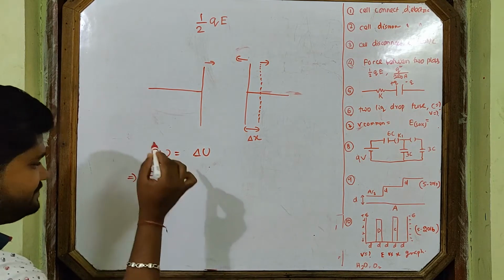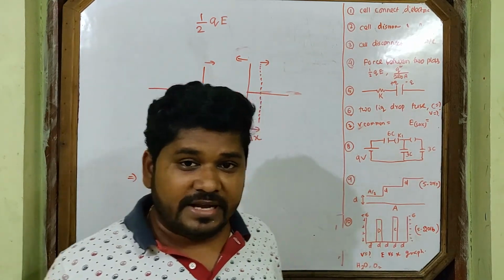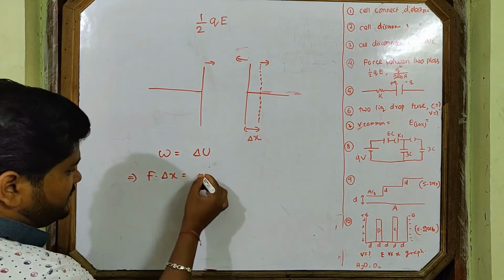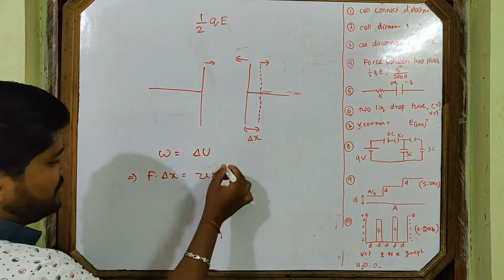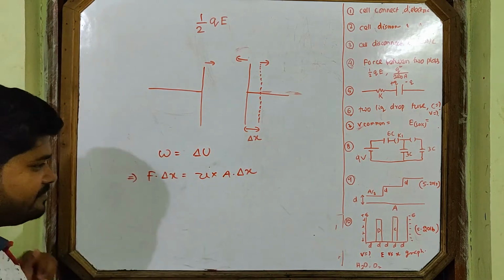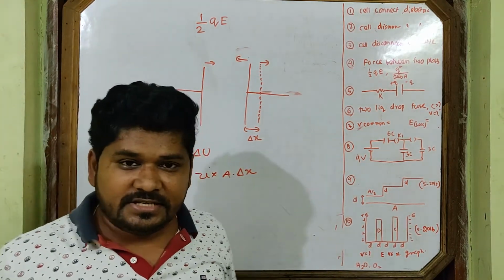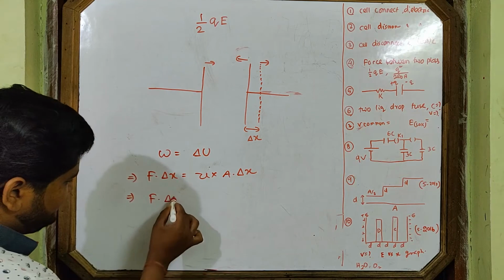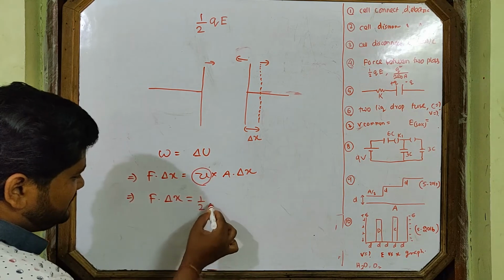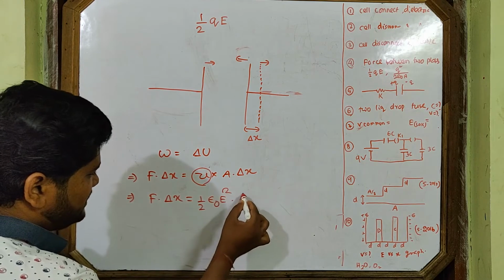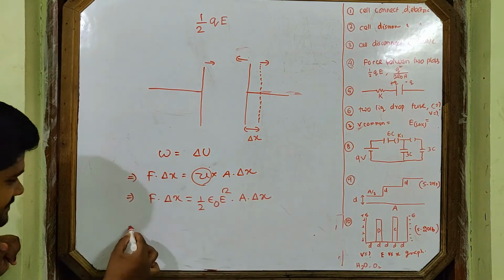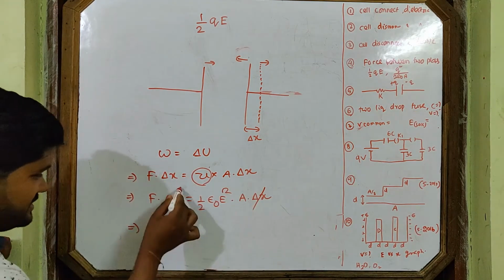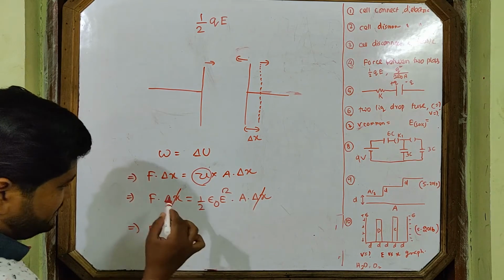F dot delta x. How much work you have done? F dot delta x. What is the potential energy stored here? Within this much volume, so I can write energy density into this volume. How much volume did you make? A into delta x. A is the area of cross section, delta x is the distance, so you made this much volume, so energy density into volume. So this implies F into delta x equals, what is the energy density formula? Half epsilon naught E square A into delta x. Half epsilon naught E square is the energy density formula. You know this one. Delta x cancels, and so now F comes to this much.